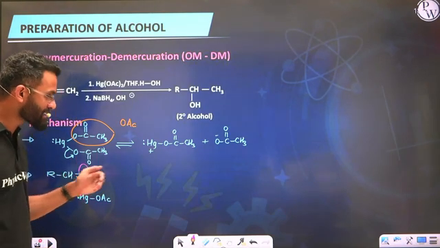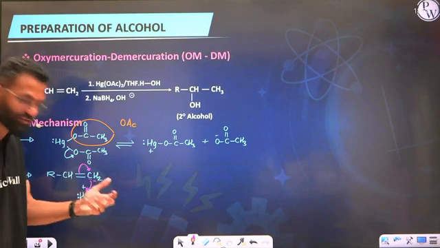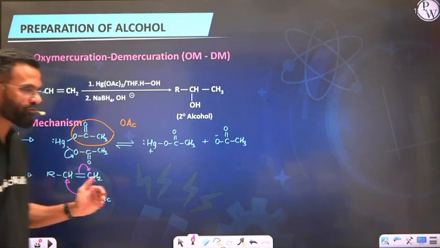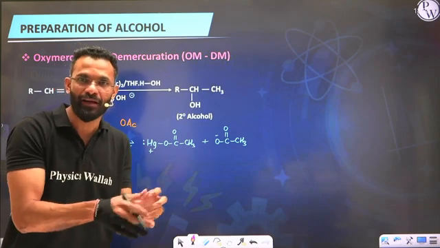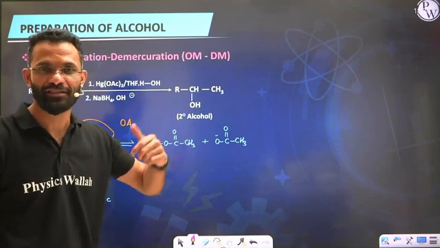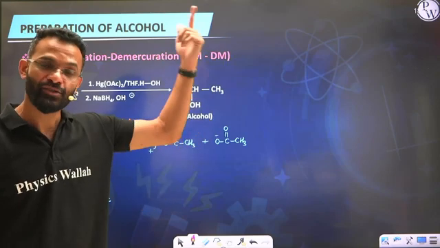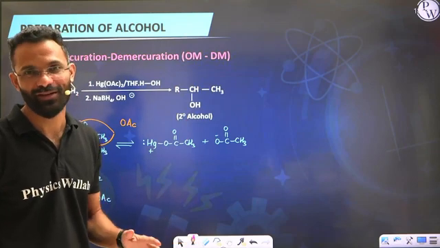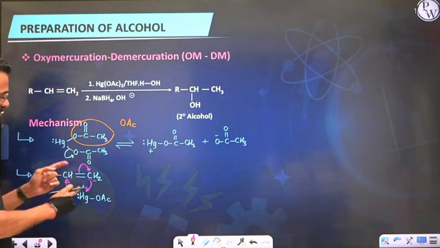But before it could exist as a carbocation, or before it could be trapped as a carbocation in the reaction mixture, the electron pair of Hg attacks it, which means the scope of formation, isolation, or trapping of the carbocation is ruled out. So the first important distinction between oxymercuration-demercuration and acid-catalyzed hydration is that in acid-catalyzed hydration there was formation of carbocation, hence rearrangement was possible. Here there is no scope of formation of carbocation, so don't even think of rearranging the carbocation.